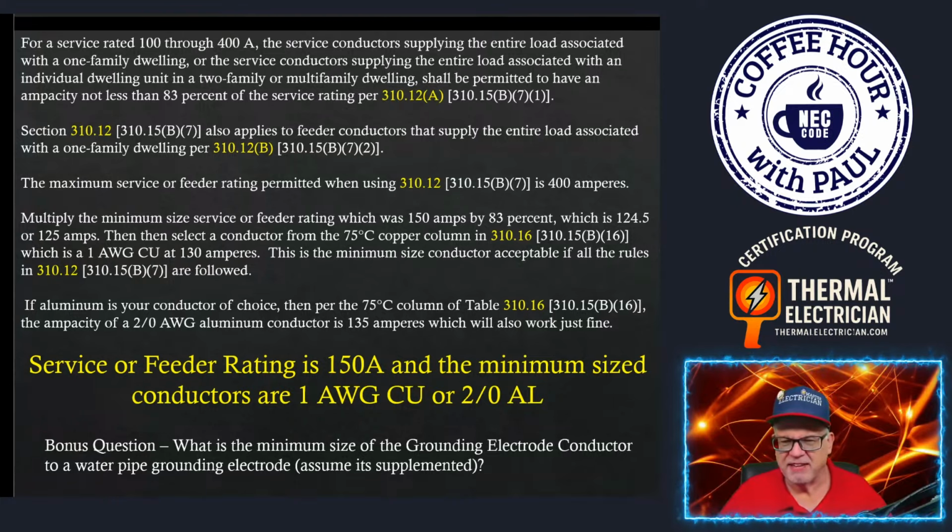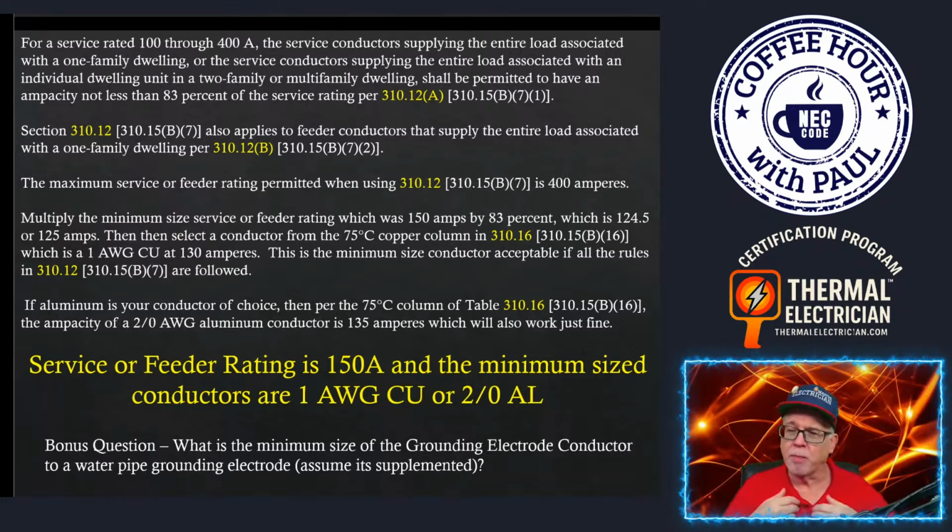All right. So in this case, if it was aluminum under the 75-degree column, then it would be 2-aught aluminum, which is good for 135 amps. Okay. Which will also work fine. So you might be saying, well, wait a minute. The service rating is 150 amps. Absolutely. We're able to use the allowances for the next size up. It's still protecting these conductors. We're able to use the conductor size, the 83% rule.